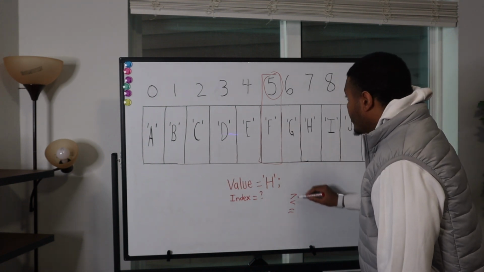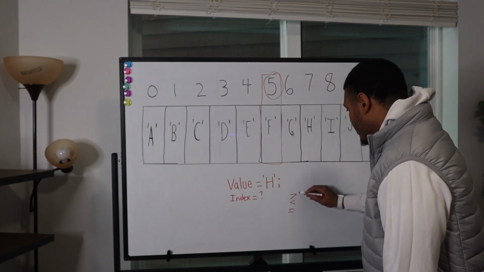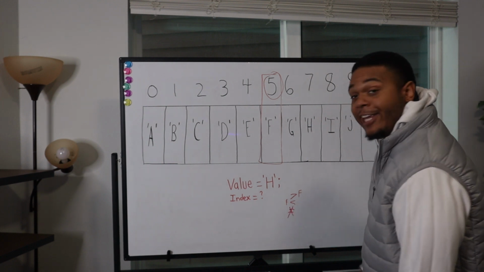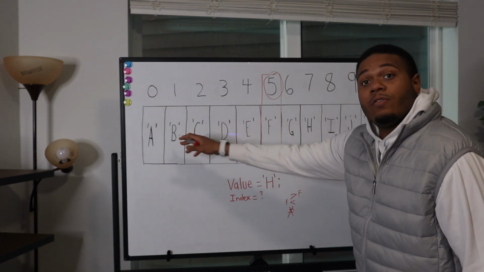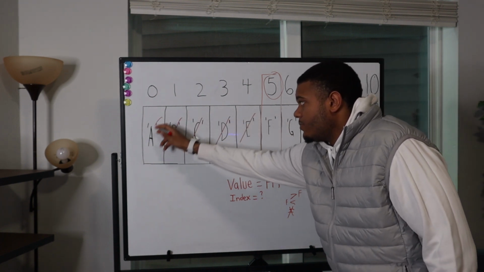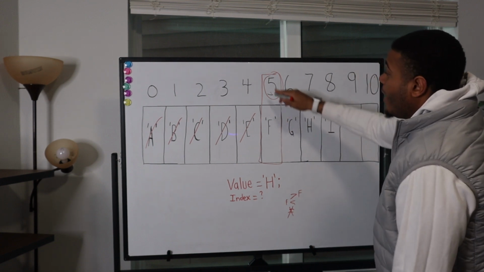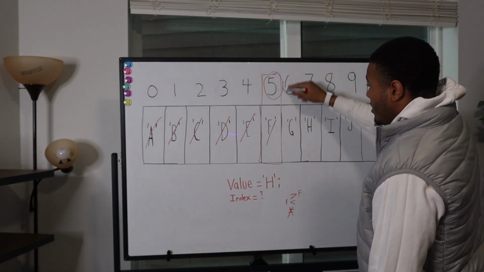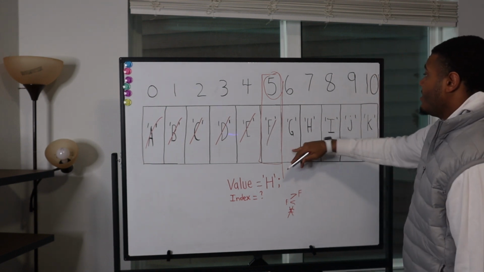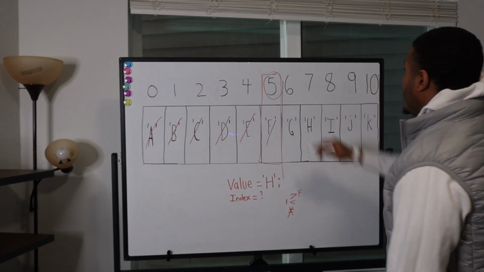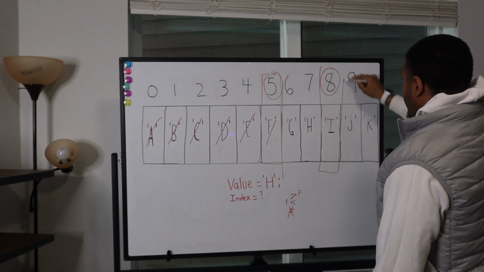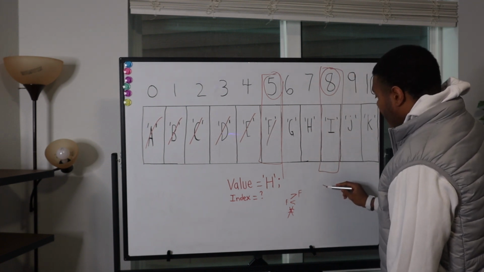So we know that F is less than H, but it is not equal to H. So all these over here are dismissed. Now we're working with just these right here, so as you see, we have 6, 7, 8, 9, and 10. Now we're going to find the middle one, which is number 8 in the array. So now we got I.